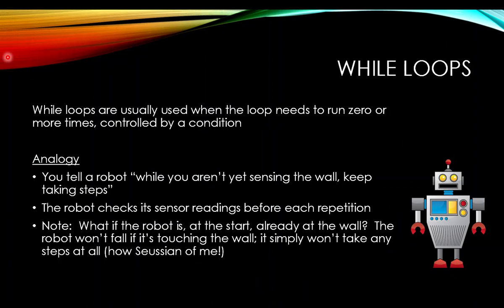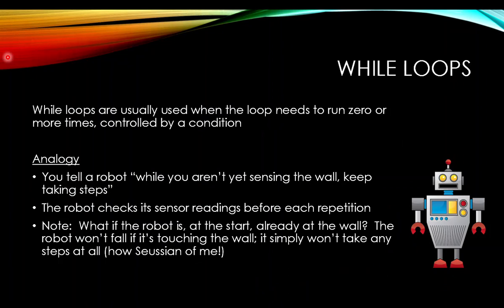That's the condition. So the analogy here from our little robot is that you might want him to reach the wall. The goal might be to get the robot to the wall. So you have him outstretch his hands so his fingertip sensors are pointing in the forward direction. And you might say to the robot, while you aren't sensing the wall, keep taking steps. So what's going to happen is the robot's going to check his sensors. If he doesn't feel anything, he's going to walk forward and check his sensors and walk forward, etc. And that loop is going to get him all the way to the wall. Simple piece of code.